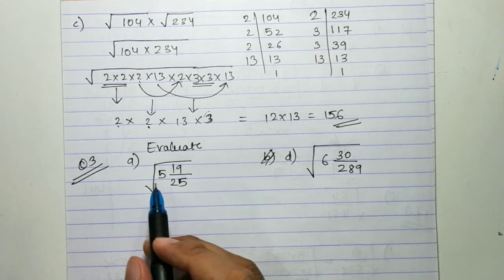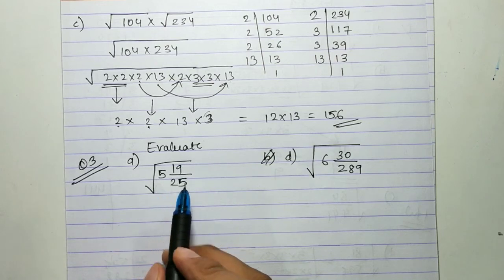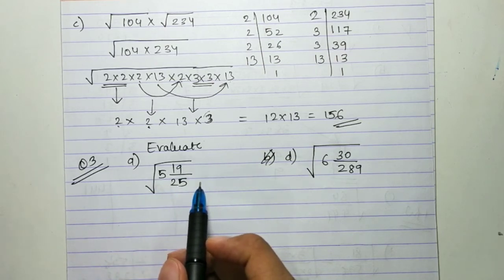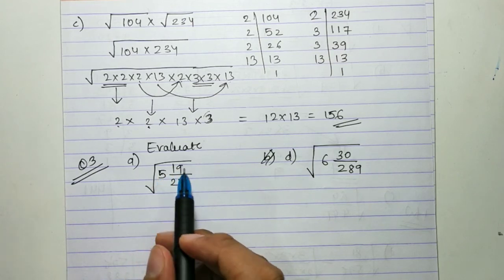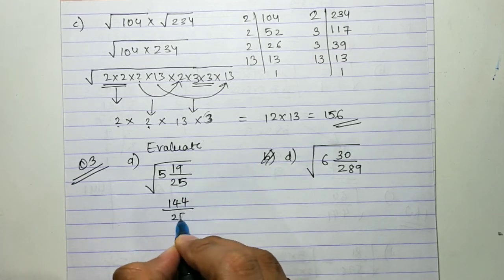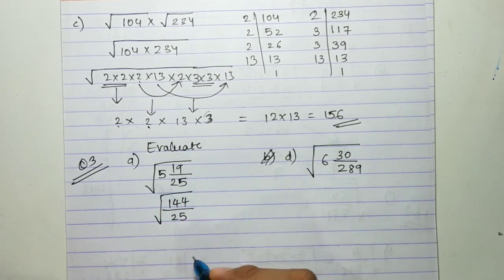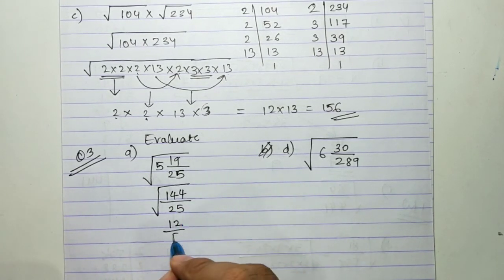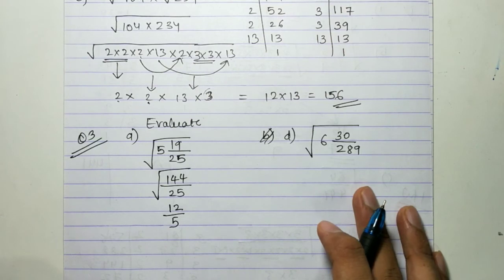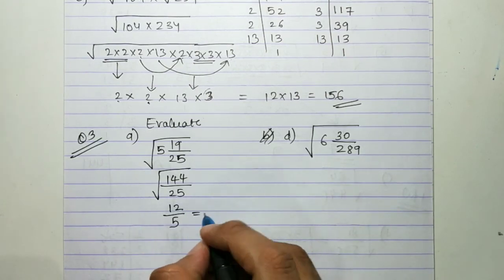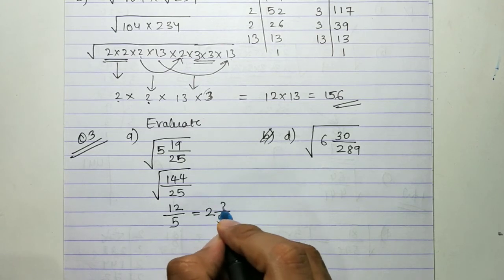Okay, now solve this mixed fraction first. How to solve the mixed fraction? 25 into 5 is 125 plus 19, that is 144. So you will get 144 upon 25. Now what is the square root of 144? 12. What is the square root of 25? 5. Okay, and write this in mixed fraction again. So 5 2s are 10 plus 2.